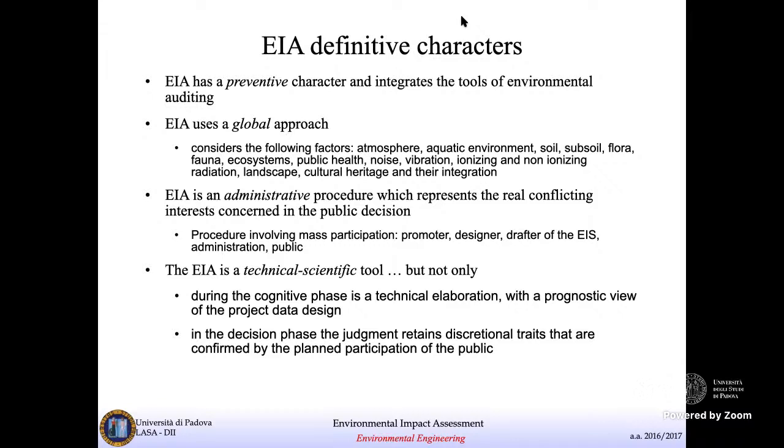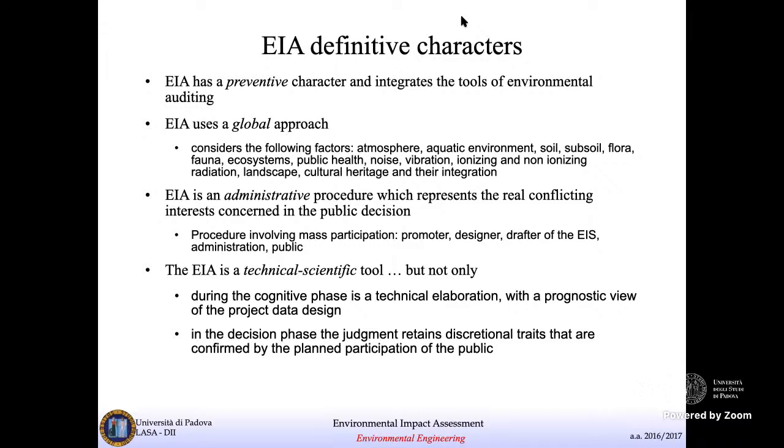So if I ask you what environmental impact assessment is, you shall answer that environmental impact assessment is an administrative procedure in which there is an attempt to find a conciliation, a compromise, between the need of human development and the need of environmental protection.